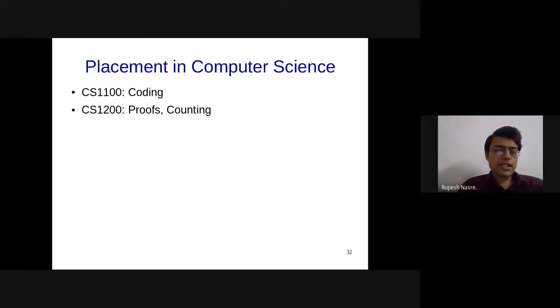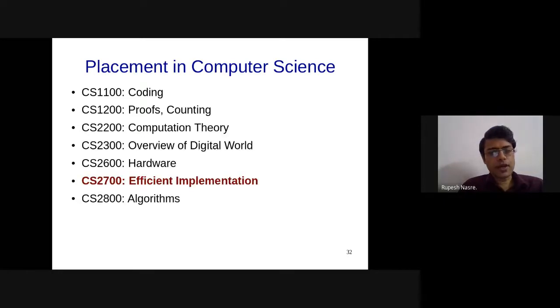This was our initial slide, right? So from the computer science perspective, we looked at CS 1100, then discrete maths tells you about proofs and counting. Then there is theory of computation, then architecture related digital world, right? Switching theory or digital foundations of computer system design, as well as architecture comes into the picture. And then CS 2700 is about the efficient implementation of algorithms, right? But primarily focusing on the data structures part.